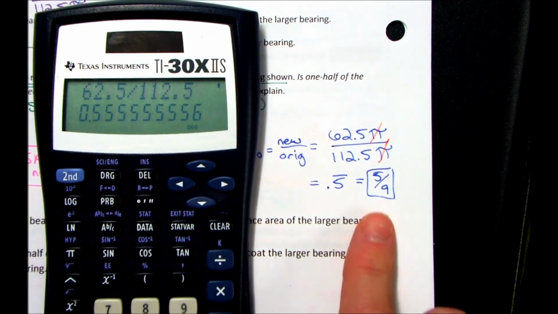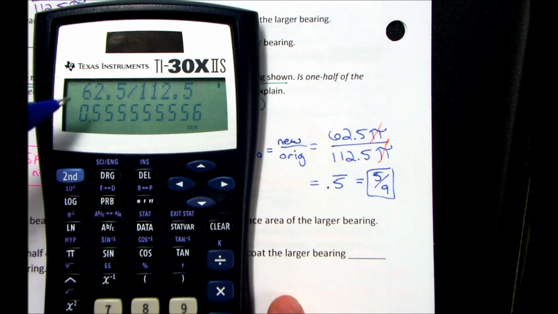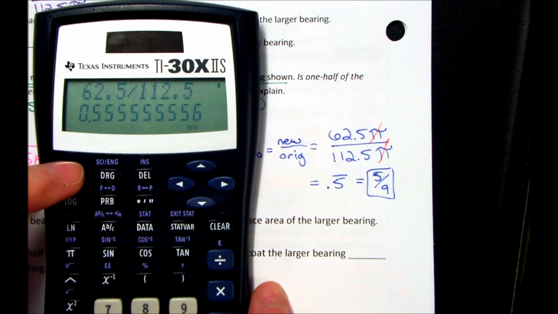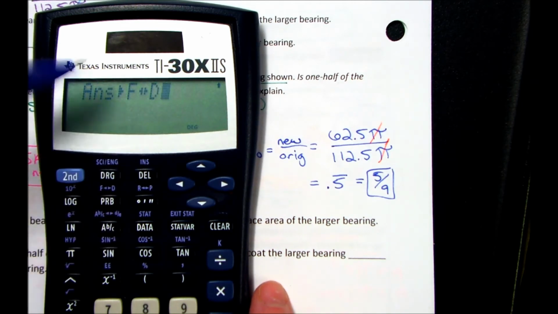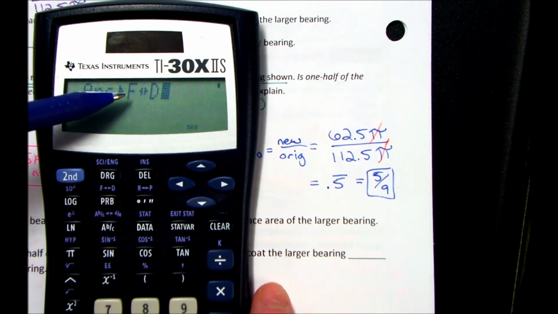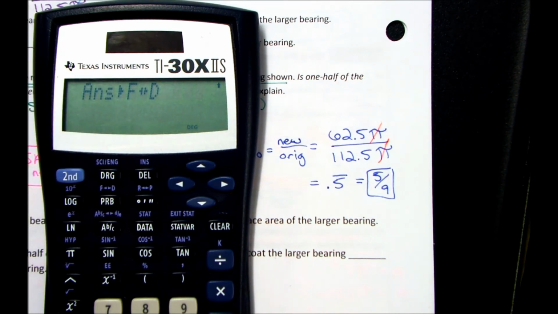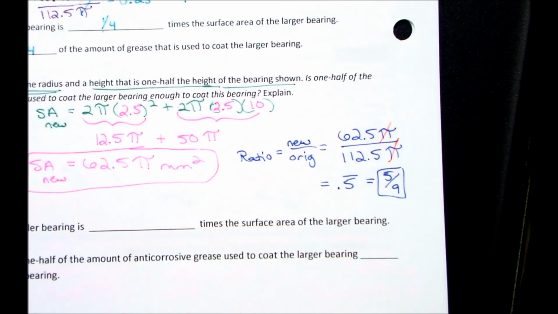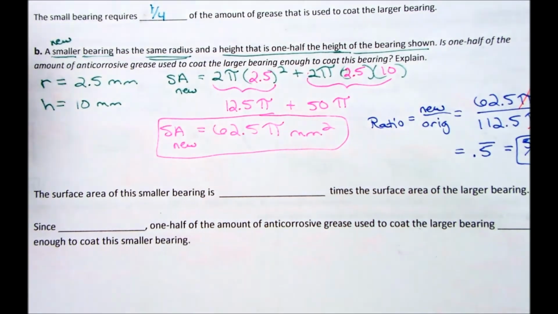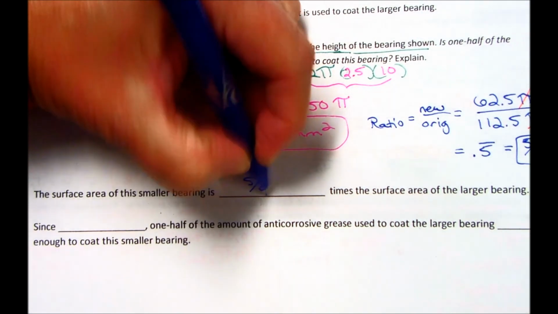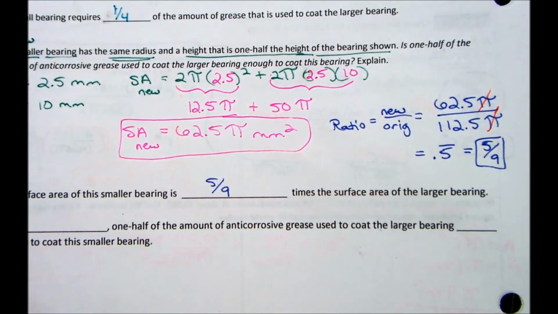But if I want to change that to a fraction, and I don't know how, hit your second and then the PRB button. This is telling us it's going to take the previous answer and change it from a fraction to a decimal or decimal to a fraction, whichever it's given. So then I hit equals, and we can see again that it's 5/9. So our fraction is 5/9, and that's what we're going to put in our sentence here. The surface area of the smaller bearing is 5/9 times the surface area of the larger bearing.